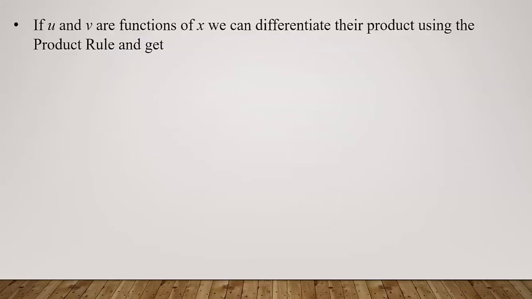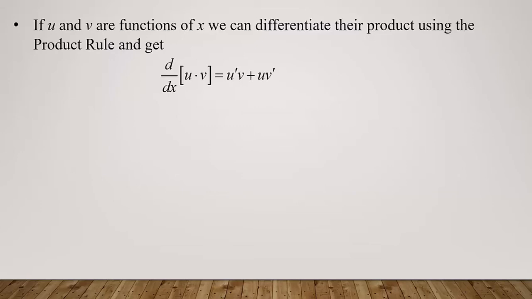I'd start off by saying, let's suppose u and v are functions of x. They're two differentiable functions of x. That means we can differentiate them. And in fact, we can differentiate their product using the product rule. So when we take d/dx of u times v, the product rule gives us the derivative of the first times the second plus the first times the derivative of the second, or u prime v plus u v prime.